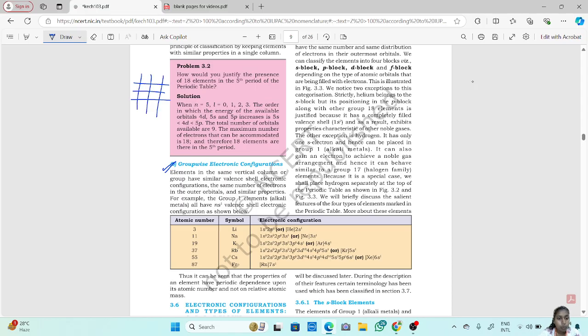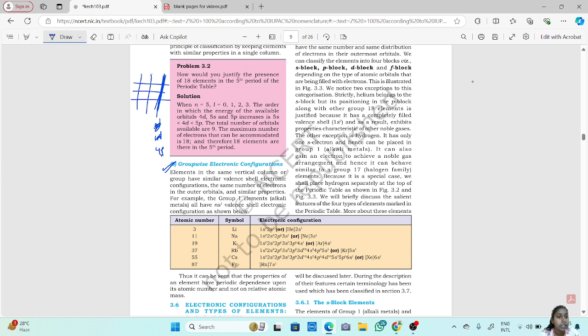Okay, now groups, they have similar valence shell. Similar valence shell means if I take any one group, the last shell in that group will be the same. Either it will be 3d, 4d, or 4p. The last shell will be the same for the group. And another thing is that they will have the same number of electrons in that last shell.